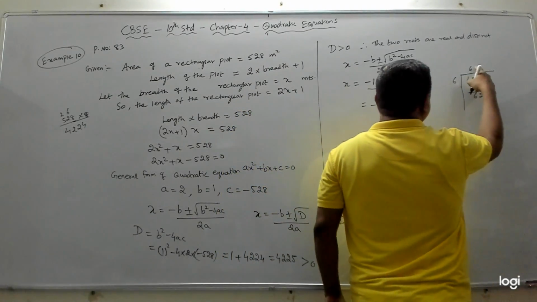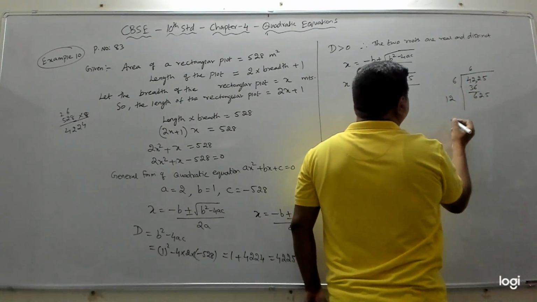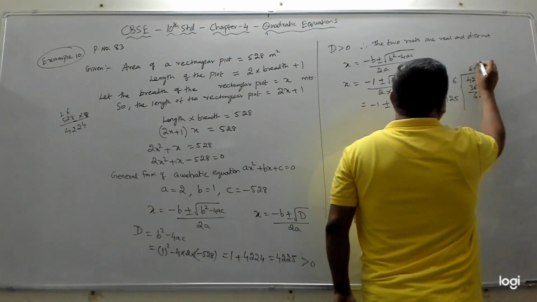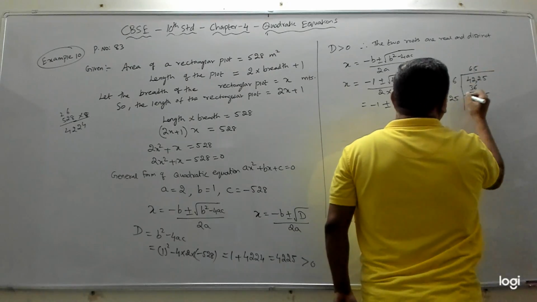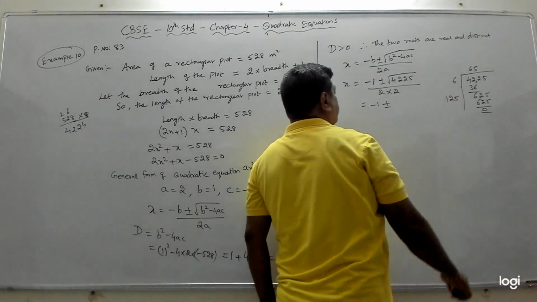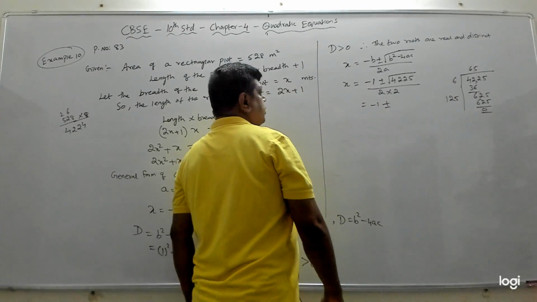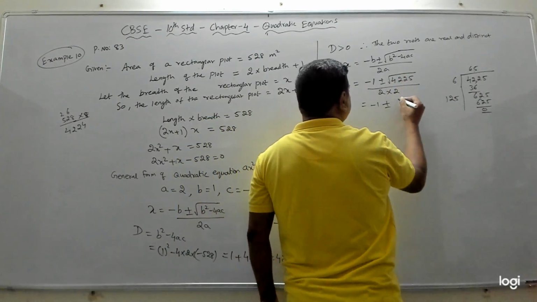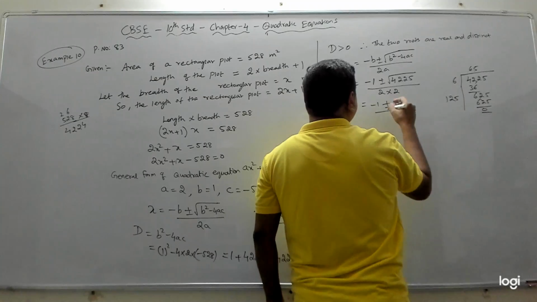Then we should multiply 6 with 2, you'll get 12. Then if I put 5, 125 into 5 is 625. So the remainder is 0. So this is your square root. The square root is 65. So the square root of 4225 is 65, by 2 into 2 is 4.